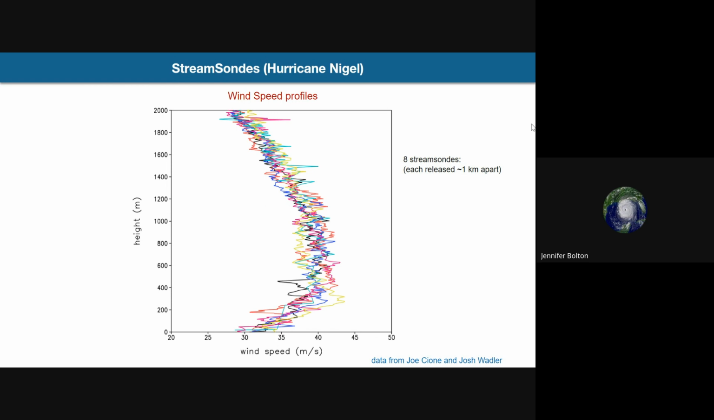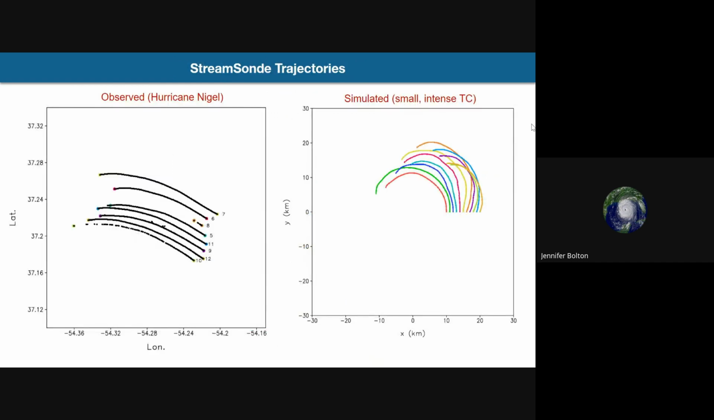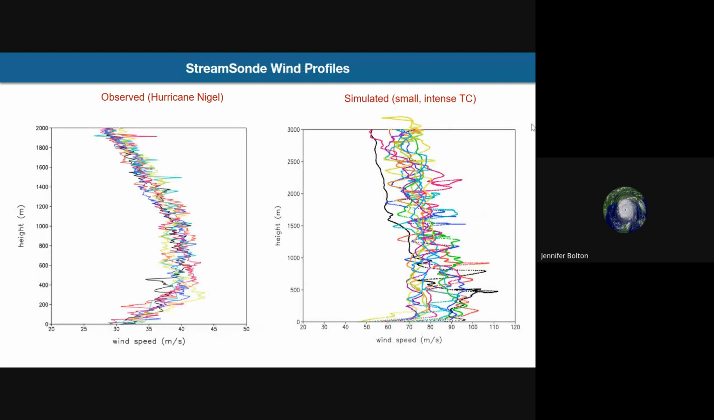So I have 2 more slides. Next slide. Okay, on the left is Joe's Hurricane Nigel observations. On the right, I decided to do some simulated stream sondes in this model simulation. And there's like 10 trajectories launched 1 kilometer apart. Now we get a much smaller storm, so you can see them sweep around the storm really quickly. And then next slide is the last one.